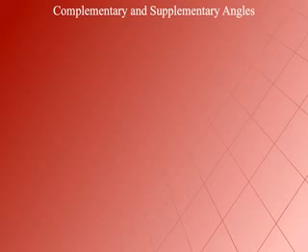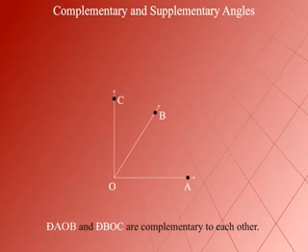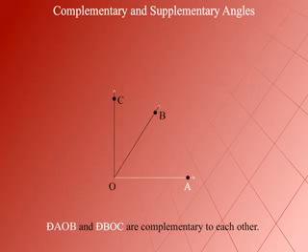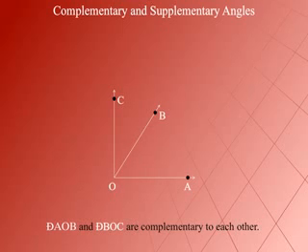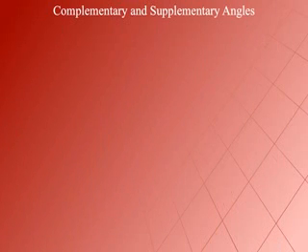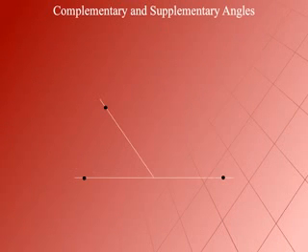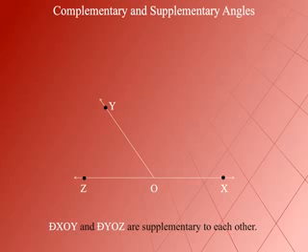Complementary and supplementary angles. When the sum of the measure of two angles is 90 degrees, each one of them is called complementary to the other. Here, angle AOB and angle BOC are complementary to each other. When the sum of the measure of two angles is 180 degrees, each one is called supplementary to the other. Here, angle XOY and angle YOZ are supplementary to each other.